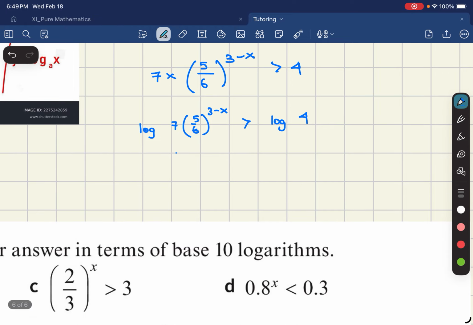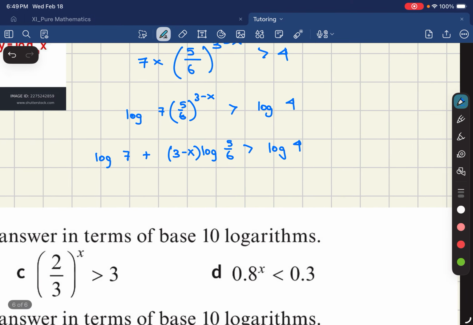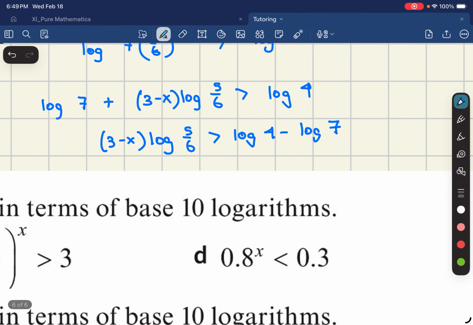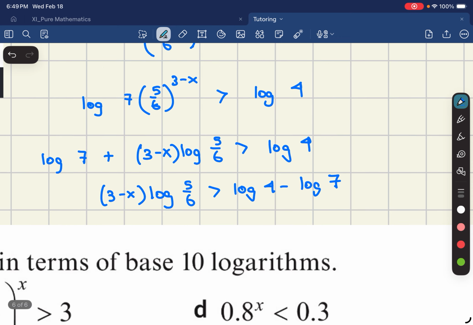I can use the rules of logarithms to split this. Log 7 plus log, well, the 3 minus x is going to plop in front, log 5 over 6 is bigger than log 4. Now I can subtract log 7 on both sides. So 3 minus x times log 5 over 6 is bigger than log 4 minus log 7. And now log 5 over 6: 5 over 6 is less than 1, and my base 10 is bigger than 1.